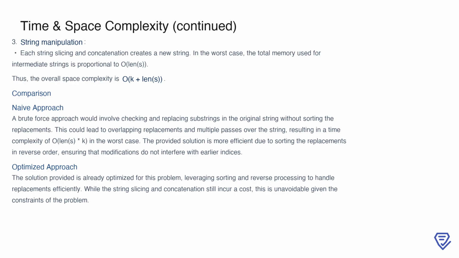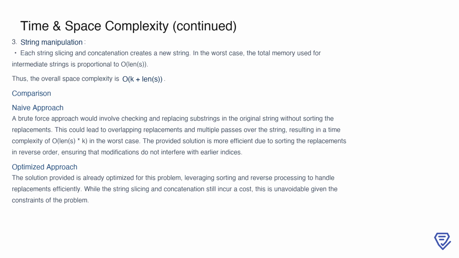To put this into perspective, let's compare it to a naive approach. A brute force method might involve directly iterating over the string and checking for matches for each replacement without sorting. This could lead to overlapping replacements and multiple passes over the string, resulting in a time complexity of O(lenS * K).